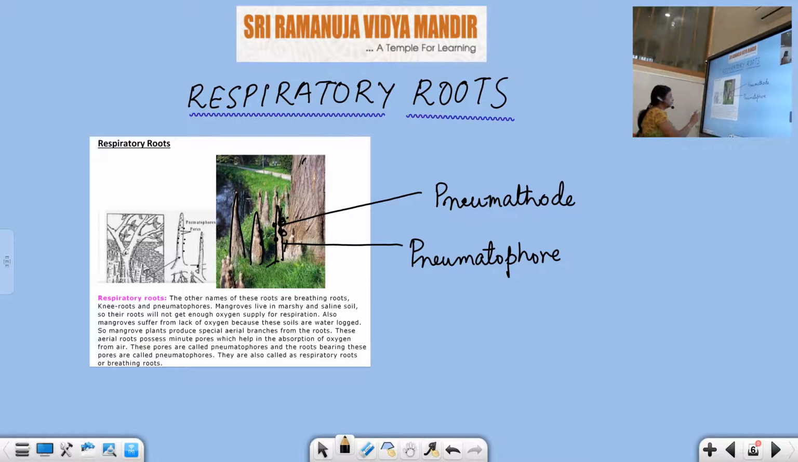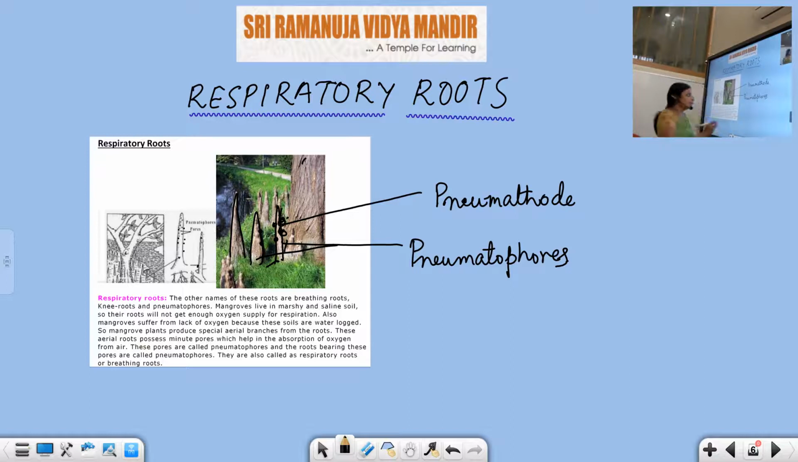In mangrove plants, the roots will not get enough oxygen supply for respiration. So they suffer from lack of oxygen because their soil is completely waterlogged. So mangrove plants produce special aerial branches from the root, and these branches are called pneumatophores, and these pores are called pneumathodes, which help in the absorption of oxygen from the air. They are also called respiratory roots, breathing roots or knee roots.